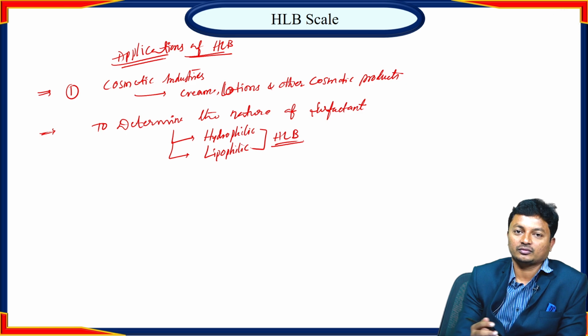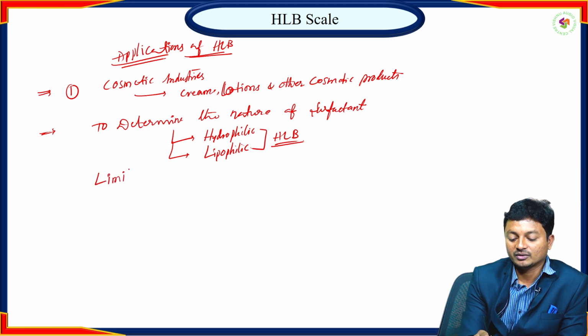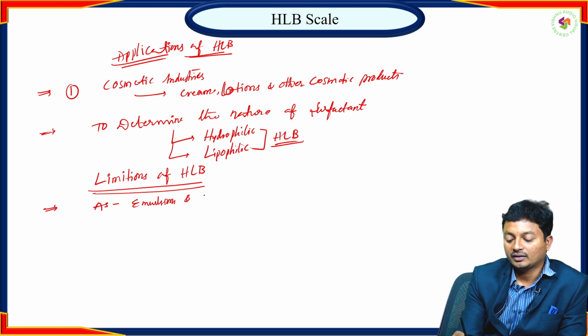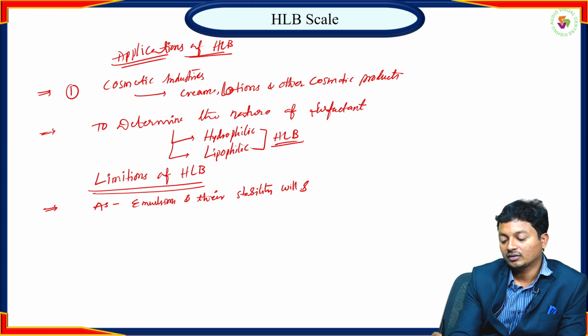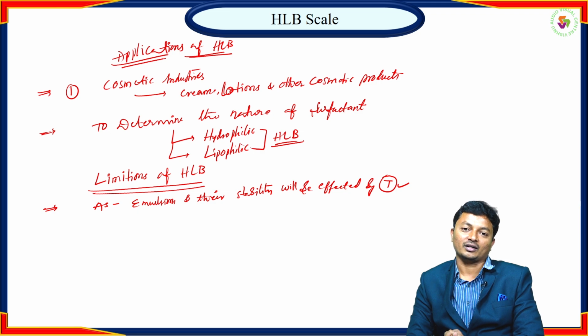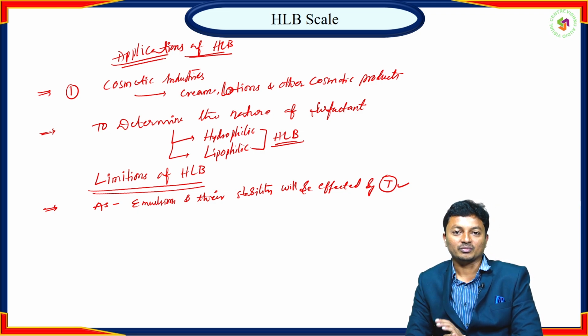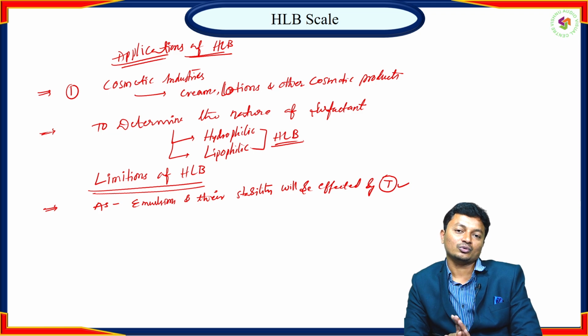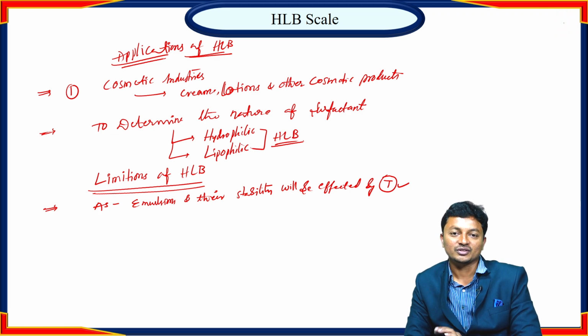Next, limitations of the HLB scale. Of course, we will have some limitations of the HLB scale, where it fails to prove some things. As we know, all emulsions and their stability will be affected by the temperature. But why is temperature affecting the stability of the emulsion? Not only emulsions, the majority of pharmaceutical products will be affected by temperature. But this HLB concept is not able to find the proper reasons why temperature is majorly affecting.